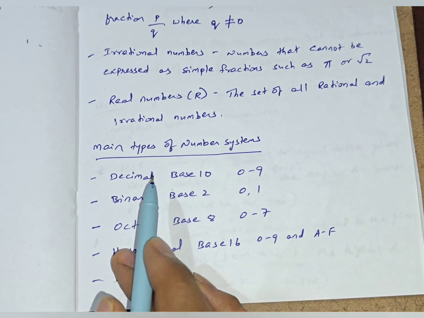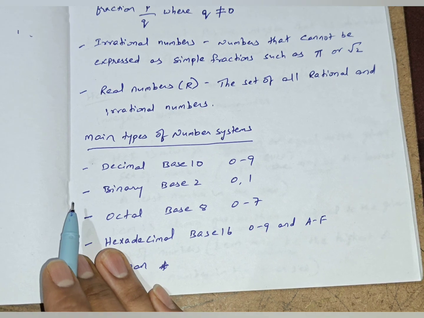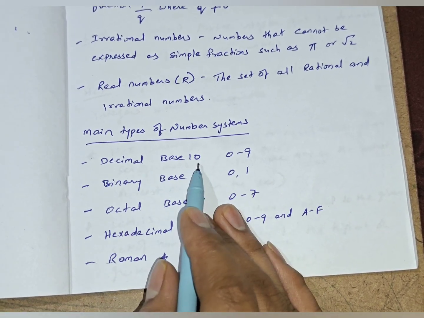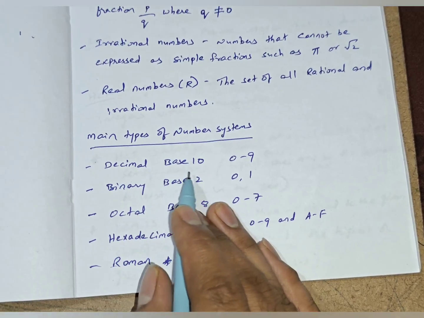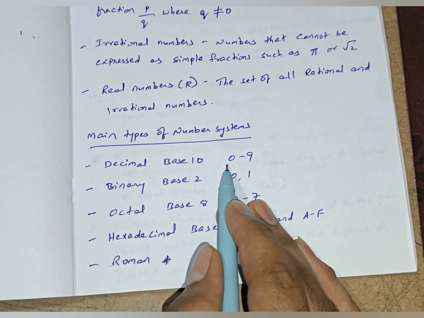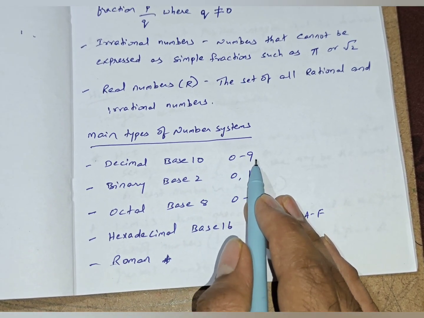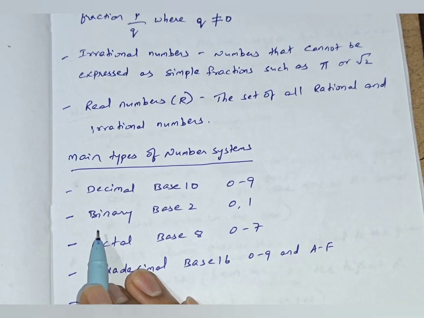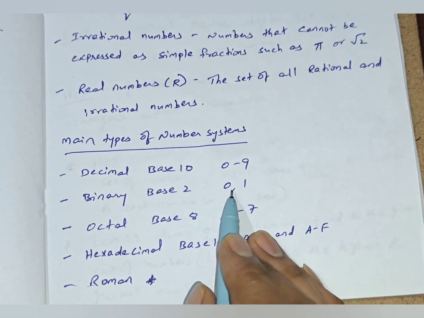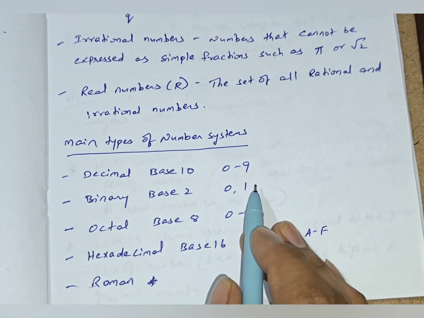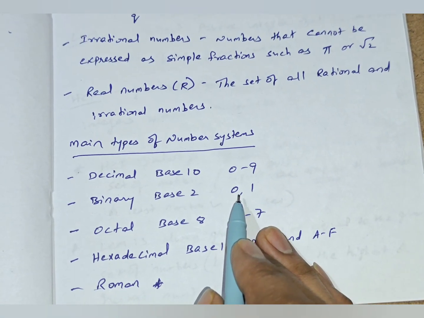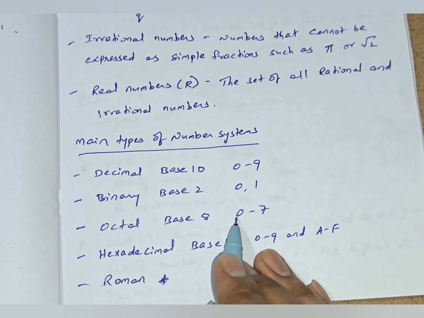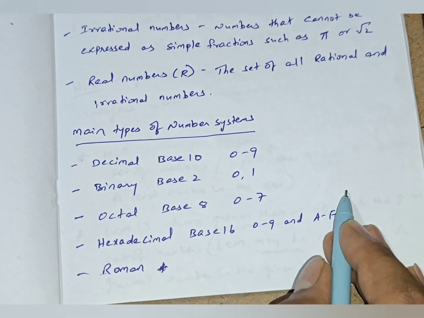Now, coming to the types of number systems. There are many kinds of number systems, some of which are decimal, base 10, which is commonly used across the world. The base numbers are 0, 1, 2, 3, and so on up to 9, and the cycle repeats. Next is binary, which is base 2, digits 0 and 1, which is mainly used in computer programming and coding. Next is octal, which is base 8. The numbers start from 0 to 7 and the cycle repeats.